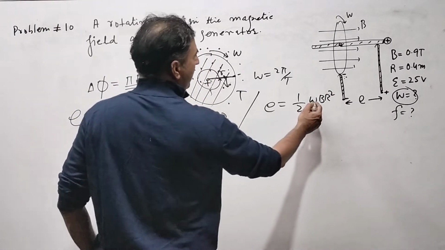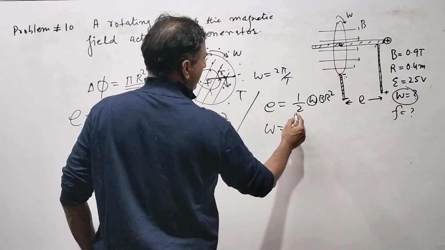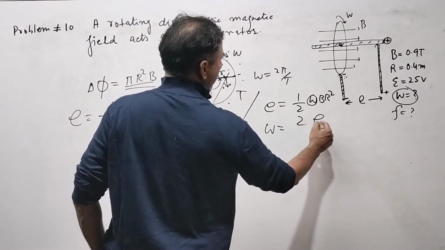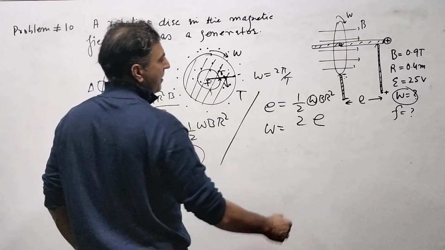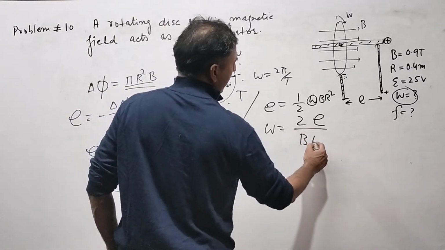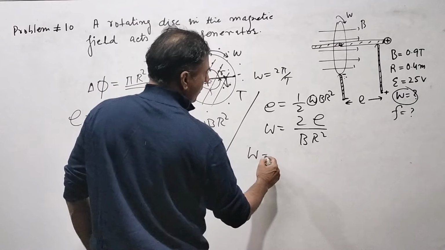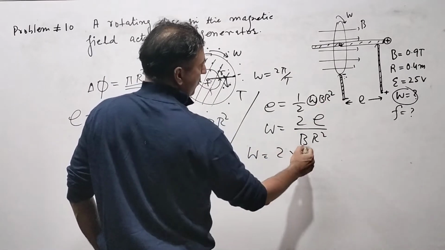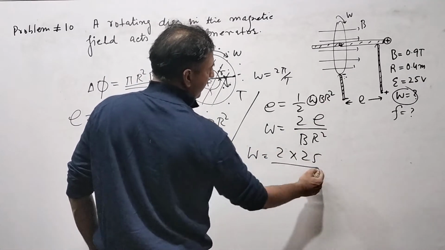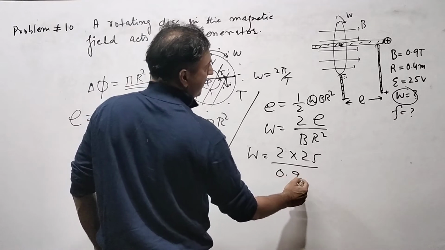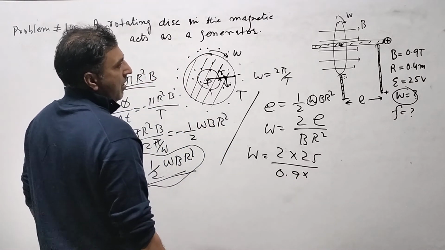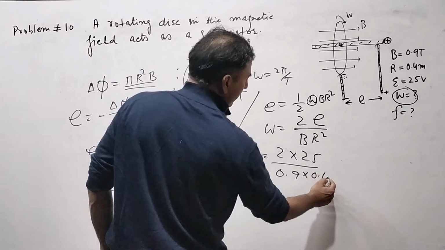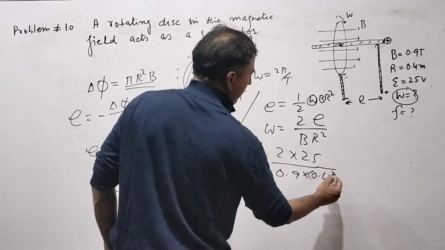Now, what is omega? Omega is equal to 2 times induced EMF divided by B r square. Omega is equal to 2, what is induced EMF? 25 volt divided by what is B? That is 0.9, and what is r? That is 0.4, square of this, right?